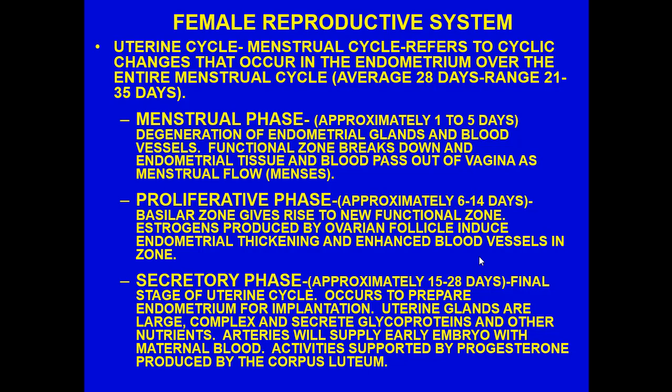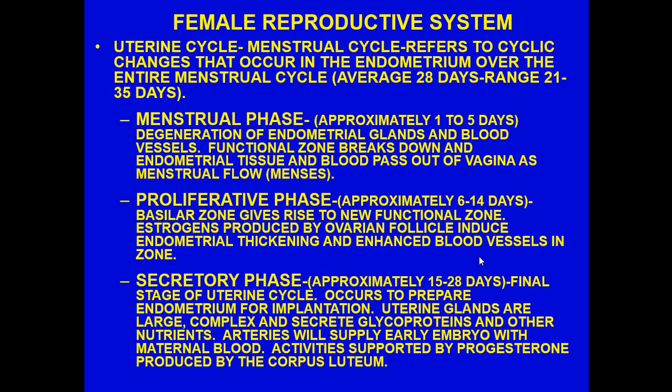Basically, this is where the functional zone is breaking down. The endometrial tissue and the blood pass out of the vagina as menstrual flow, the menses. The proliferative phase, which is approximately 6 to 14 days. This is where the basilar zone gives rise to a new functional zone. Estrogens produced by the ovarian follicle induce endometrial thickening and enhance blood vessels in this zone.